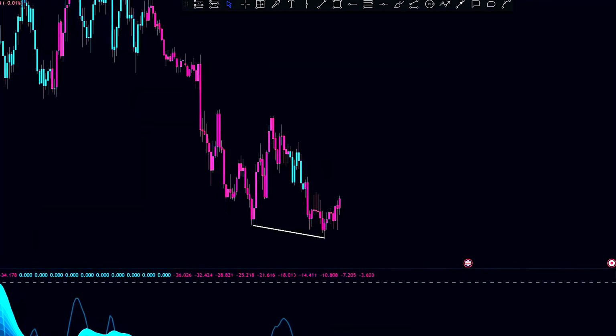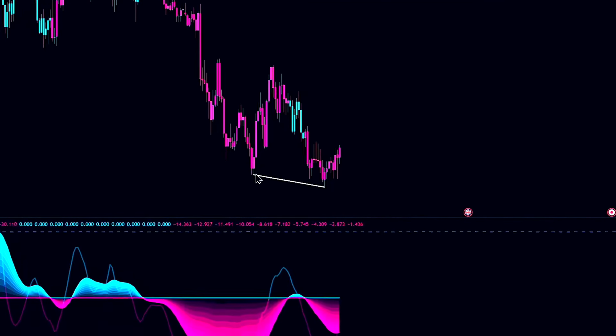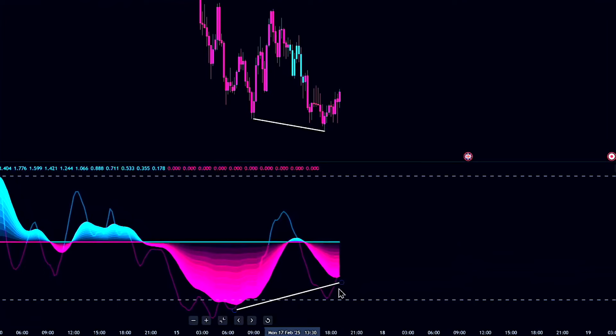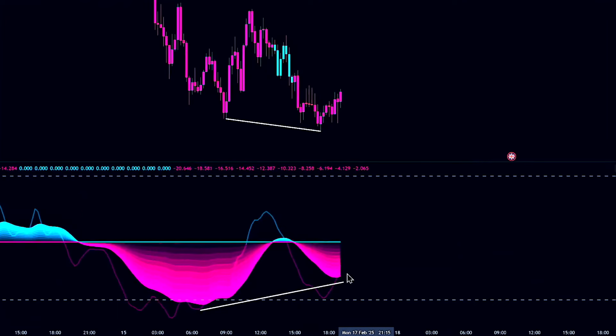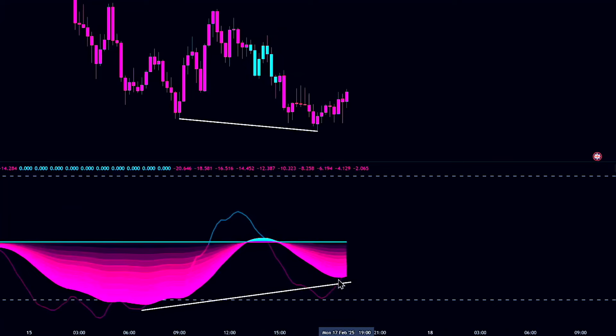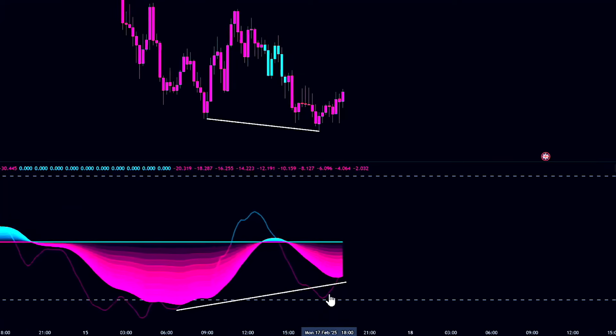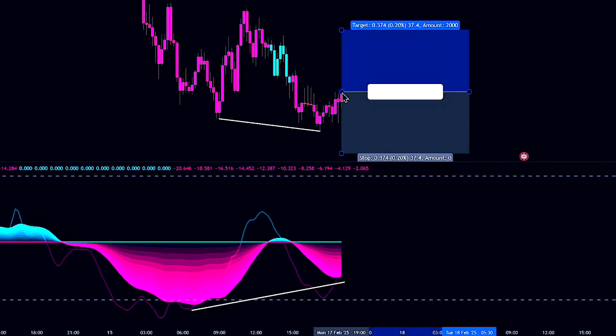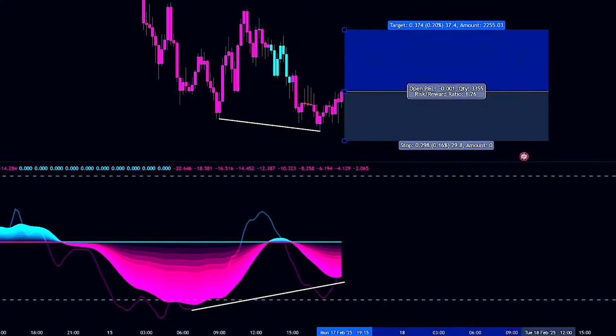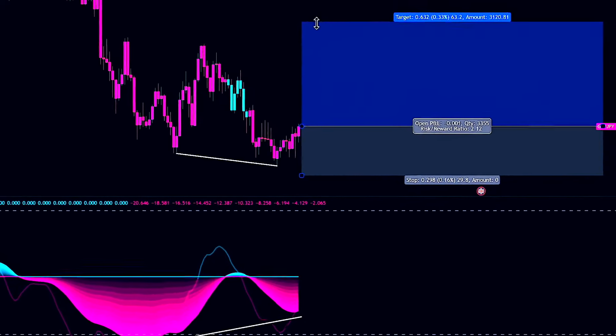Wait for a slow histogram to drop below minus 40, signaling oversold. Look for a bullish divergence. Price hitting lower lows while the oscillator makes higher lows, the second higher than the first. When the slow histogram climbs back above minus 40, enter a long trade. Set your stop loss below the recent swing low and target twice your risk for take profit.